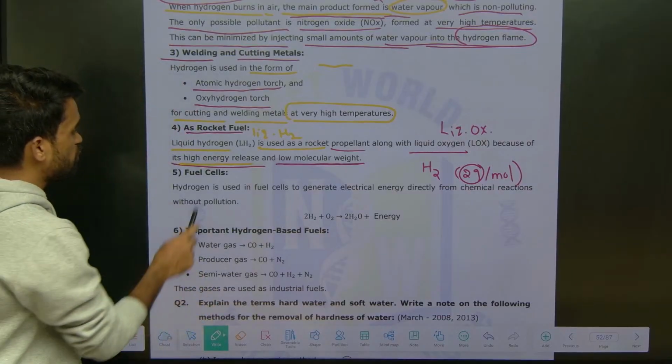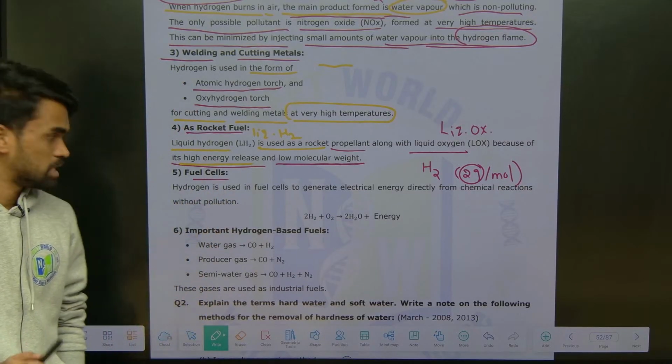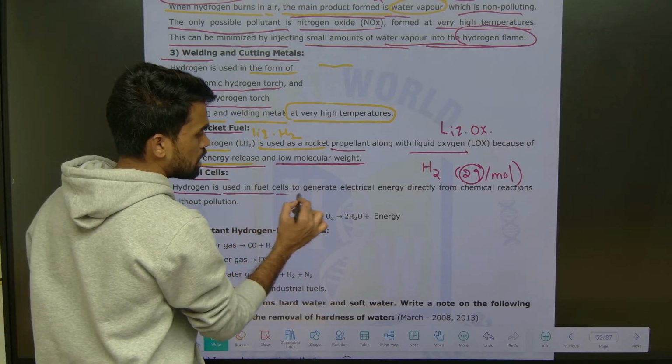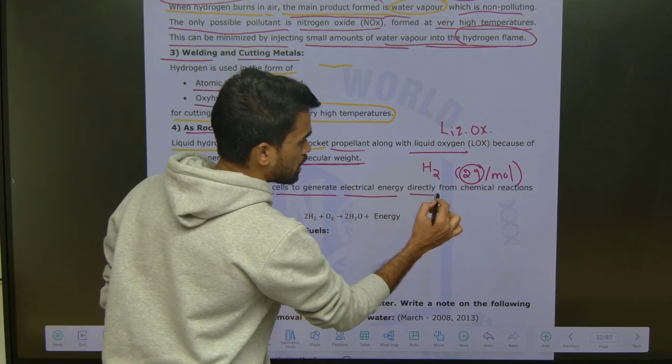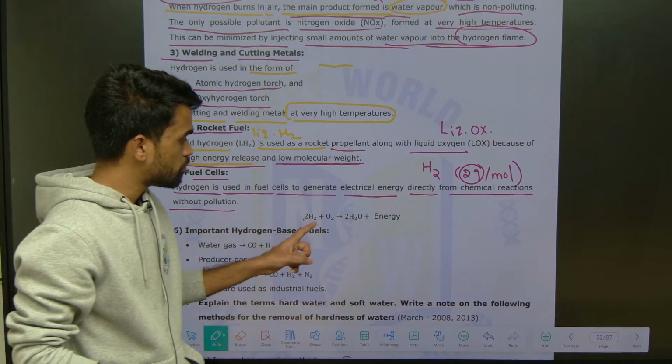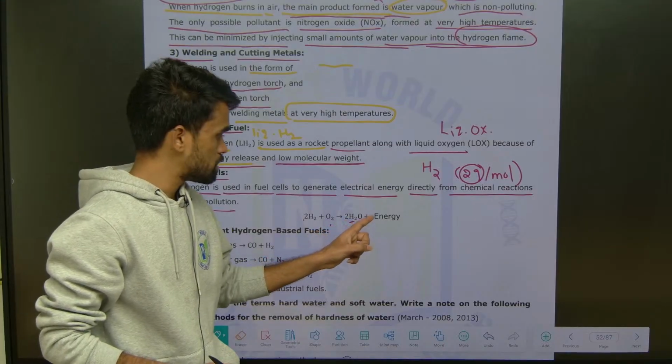Then next, fuel cells. Yes, there are hydrogen fuel cells. Hydrogen is used in a fuel cell to generate electrical energy directly from a chemical reaction without any pollution. See, hydrogen plus oxygen, you are getting water plus energy.